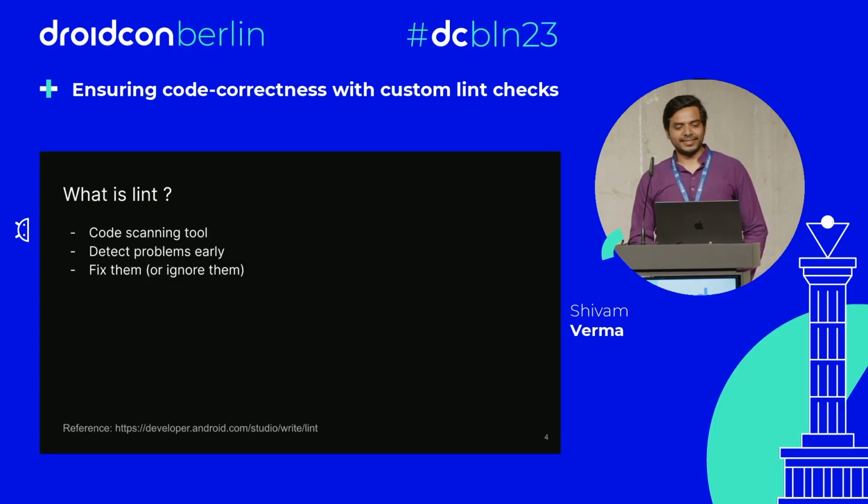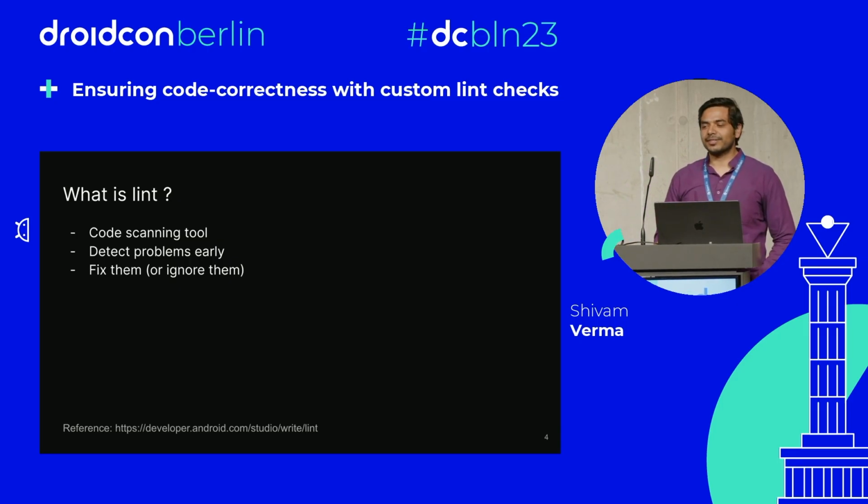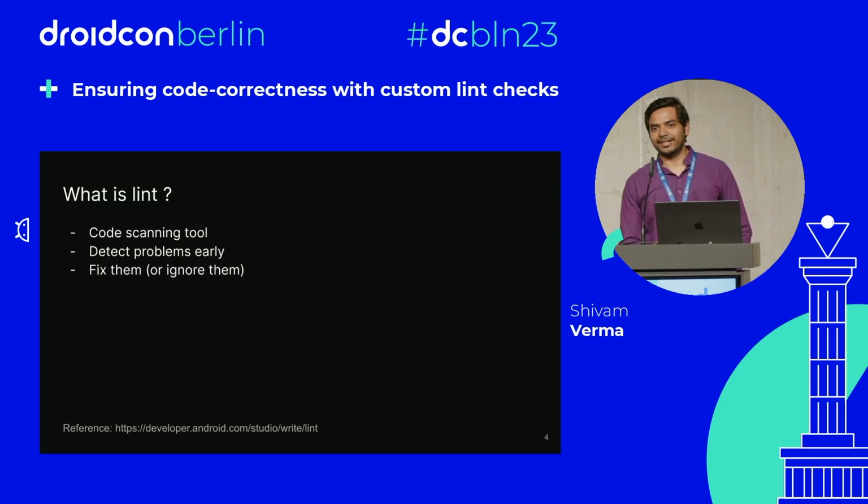Taking this as an example, we can think of lint as a code scanning tool that runs within your IDE. The idea is that we should be able to detect problems early, before they actually become a problem, and then hopefully fix them. Or in some cases, it might make sense to ignore them, and we often do this by using the suppress annotations in our code base.